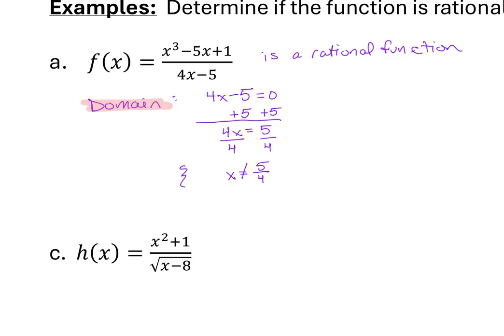If you want, you can put this in set notation, and our set notation is going to look like this. And this is saying that x is a number, x is not equal to 5 over 4. If we want this in interval notation, on the other hand, well, basically we want to start with all real numbers. And so all real numbers, remember, is negative infinity to infinity. But we want to get rid of 5 over 4. So what we're going to do is we're going to look at all the numbers on the left of 5 over 4.